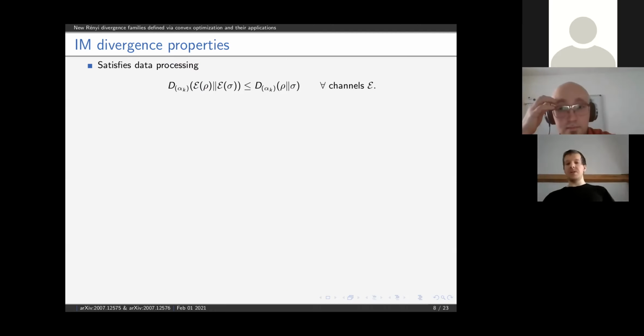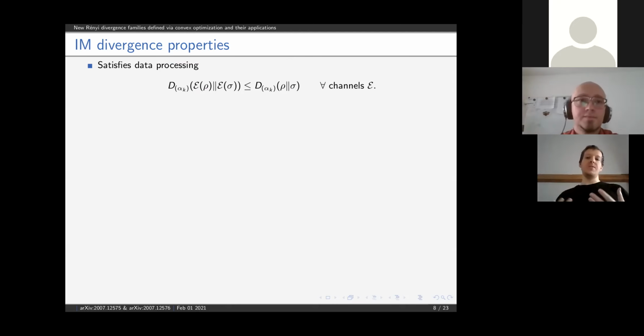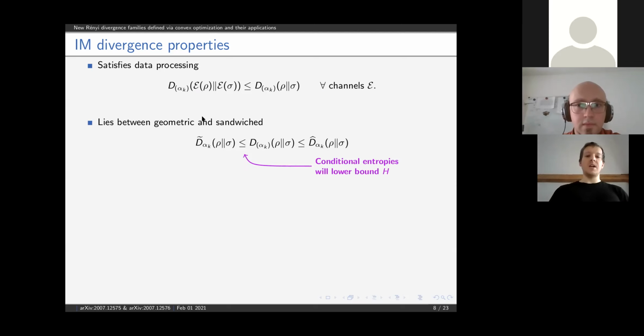Okay, and we're happy to call these things Rényi divergences because they satisfy properties that we'd expect Rényi divergences to satisfy. So for example, when everything commutes, we recover the classical Rényi divergence. They also satisfy the data processing inequality. And they lie between sort of extremal families of divergences, namely the sandwich divergences and the geometric divergences. And in particular, this inequality here will tell us that the conditional entropies we define will all be lower bounds on the conditional von Neumann entropy.